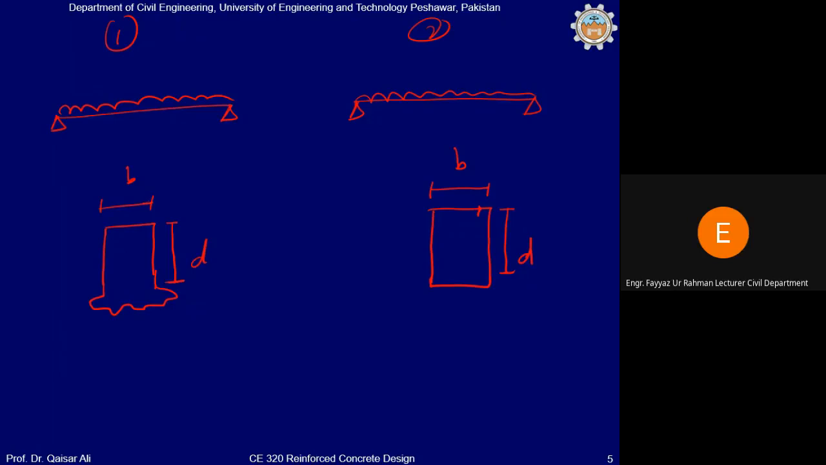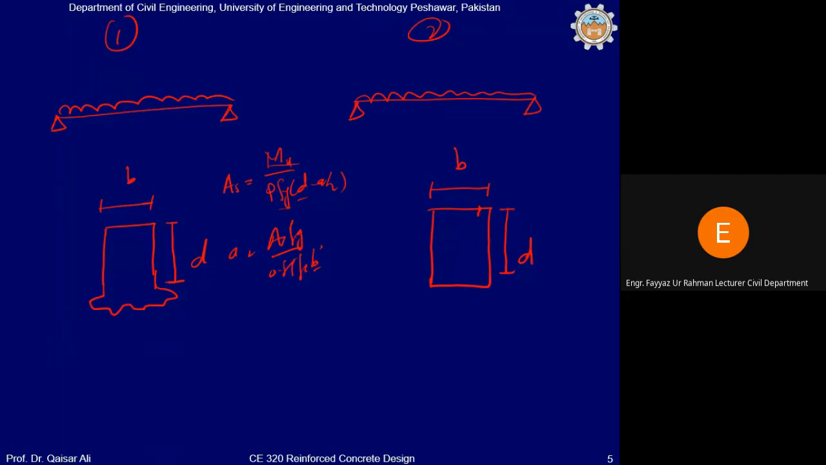It will not affect the design of the beam, because if you see, there are two equations. As is equal to Mu divided by phi Fy (d minus a/2), and a is equal to As Fy divided by 0.85 fc' b. In both cases, you can see b and d remain the same. Mu, material properties, demand, all are the same.